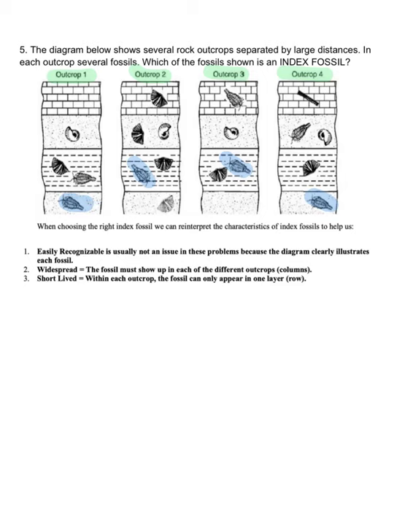Now, to see if it's short-lived, we have to make sure that it's only found in one layer for each of these outcrops. And as you can see in outcrop number 1, that's not the case, as well as outcrop number 4. So the fossil that I have highlighted in blue here would not be a good index fossil. Okay, we'll look at the next one here. It's this fan shell-like looking thing. It is found in every single outcrop, but as you can see in outcrop number 2, it's found in multiple layers. So that would not be a good index fossil.